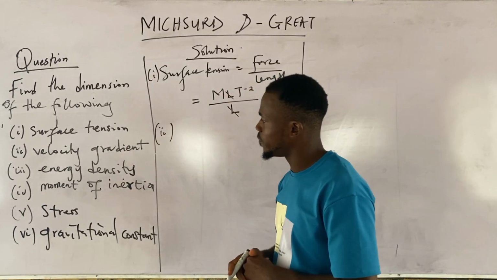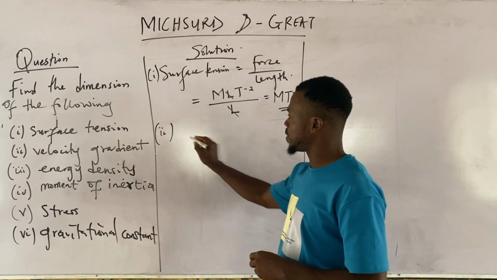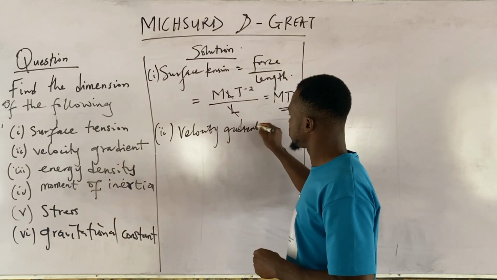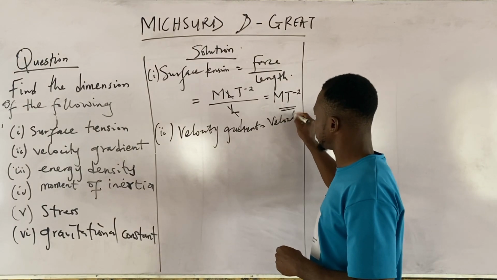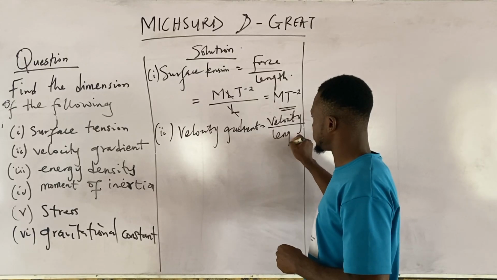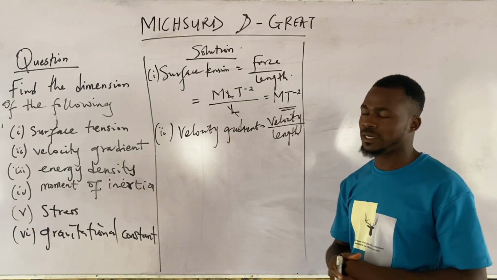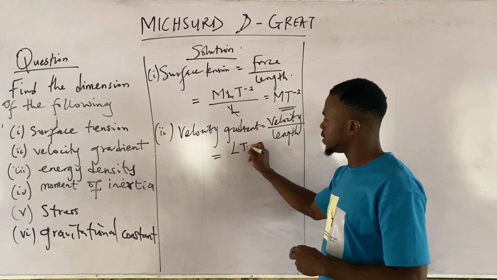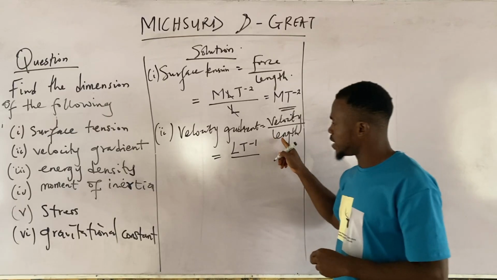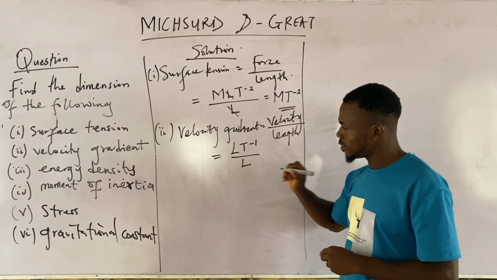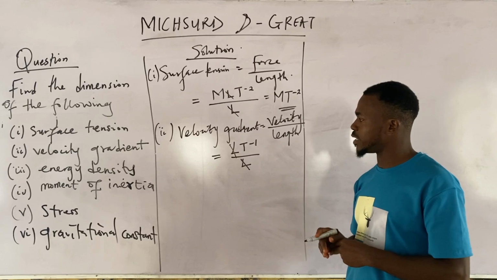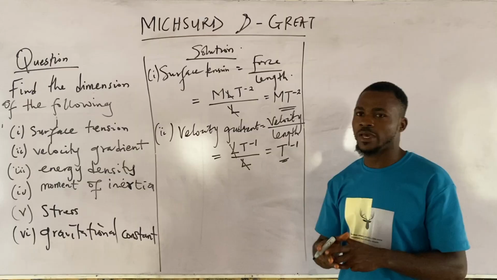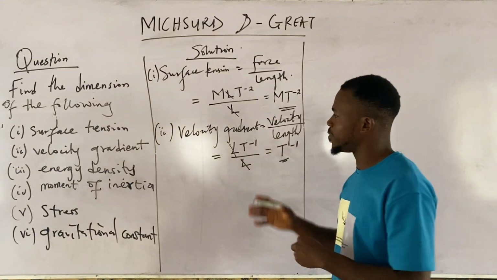Here we have velocity gradient. Now what's the formula for velocity gradient? Velocity gradient is given as velocity over length. So now we have the dimension for velocity as LT^-1 over the dimension for length, which is L. You can see that L will cancel out L, and we are left with T^-1. So the dimension for velocity gradient is T^-1.